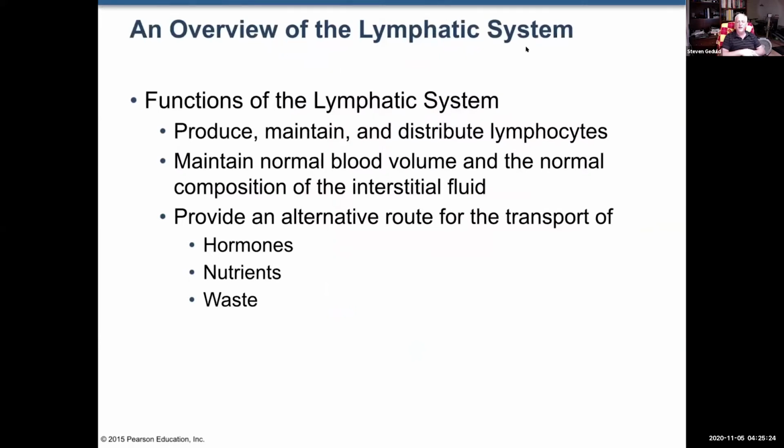The main function of the functional lymphatic system is to produce, maintain, and distribute lymphocytes. That's what it does. It maintains normal blood volume and normal composition of the interstitial fluid. It provides an alternate route for the transportation of hormones, nutrients, and waste. So instead of going to the bloodstream, hormones, nutrients, and waste can go through the lymphatic system.